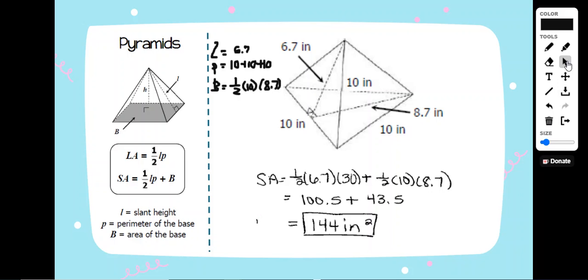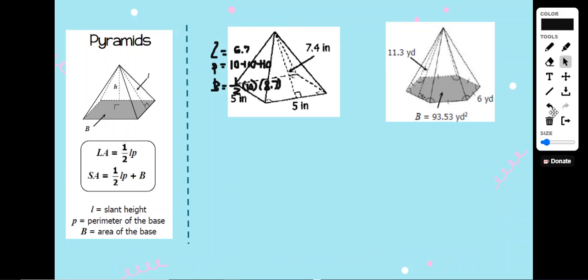Spiffy. Moving right along. Why don't you give these two a try on your own? Pause the video and return when you have accomplished your task.